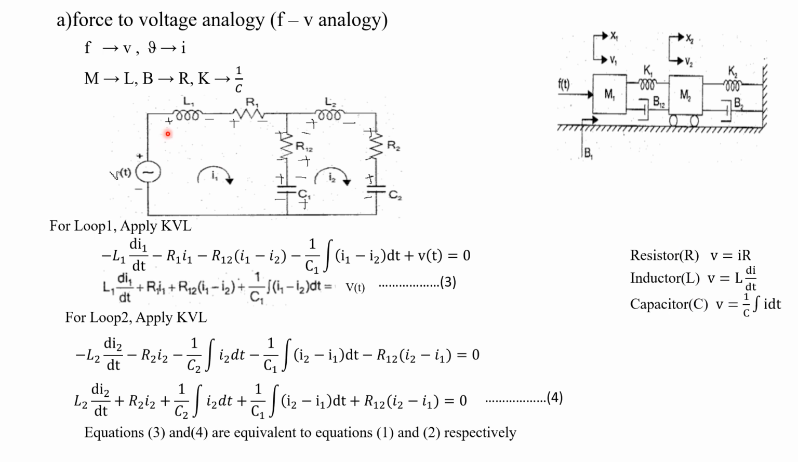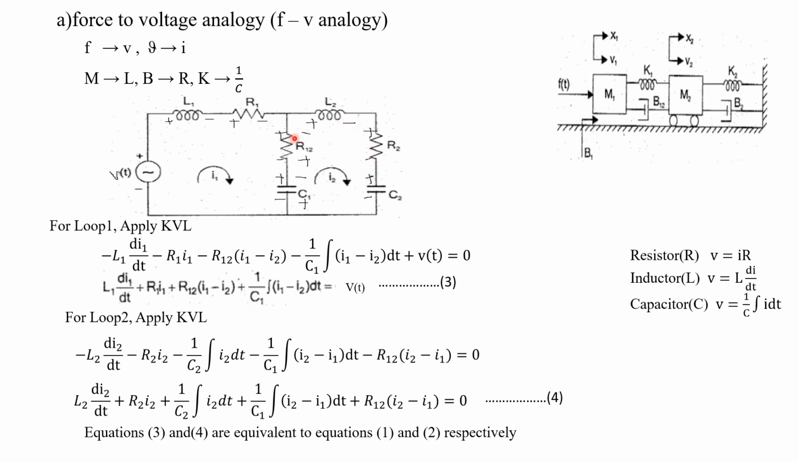Before applying KVL, what do we have to do? We have to put plus and minus along each and every element. Here it is plus minus, plus minus, plus minus along the direction of current flow. This is the supply, so here it will be minus and plus; we cannot change the direction of this supply. Now for loop 2, this is the direction of current flow, clockwise. So we have to put plus minus, plus minus, plus minus for each and every element.